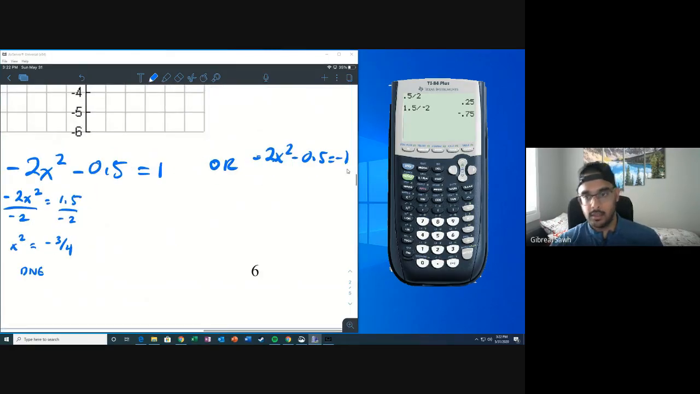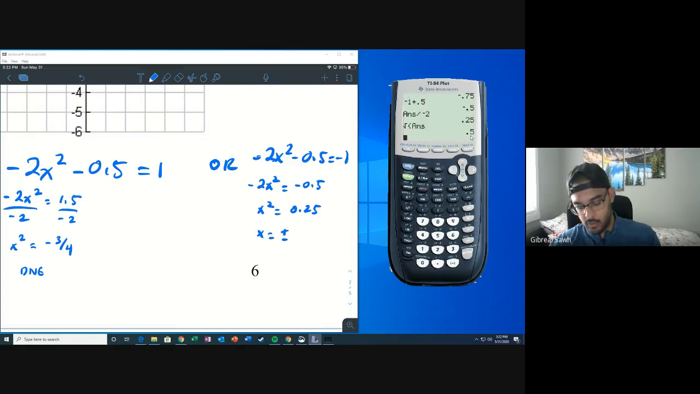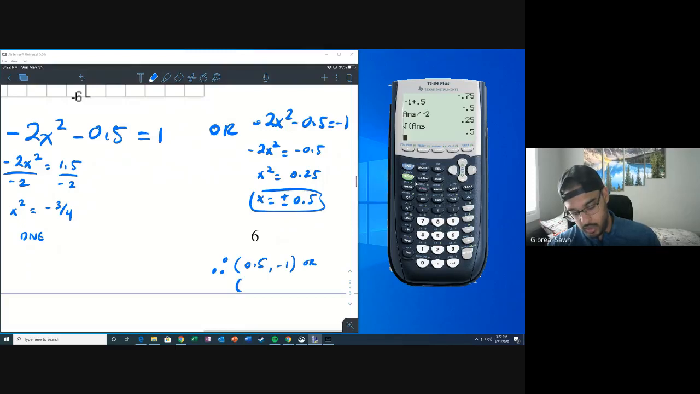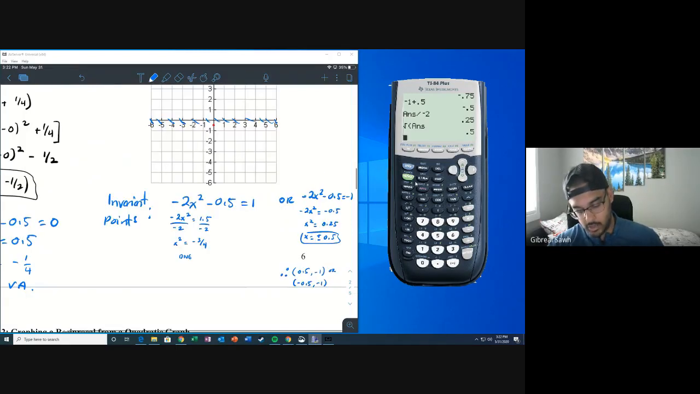So this case with the positive one does not give me any points that I can use. Now I've got to check this case. So let's add our half to both sides again. And again, I'm doing this for our sake, so that I don't mess up adding, because it happens. There's my negative 0.5, and we'll divide that by negative 2, positive 0.25. That means when I square root it, I get 2 answers. X could either equal positive or negative 0.5. These are my 2 points. So it could be 0.5 comma negative 1, or it could be negative 0.5 comma negative 1. Those are going to be our 2 invariant points.